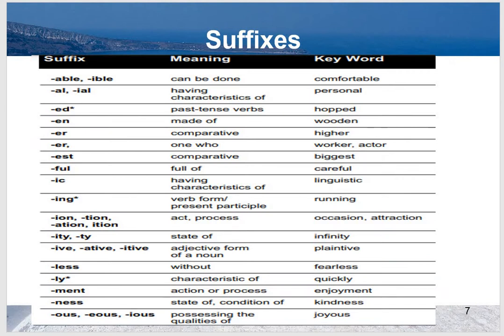This is also a small list of suffixes. Able or ible, it means can be done. Comfortable. They are present at the end of the root word. Al or il, having characteristics of, personal. Ed, past tense, happened. En, made of, wooden, made of wood. Er means comparative, higher. Er also means one who does some work, worker, actor. Est is not comparative, this is superlative, this is a mistake. Biggest. Full is full of.